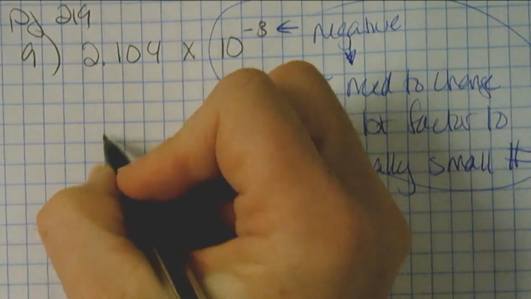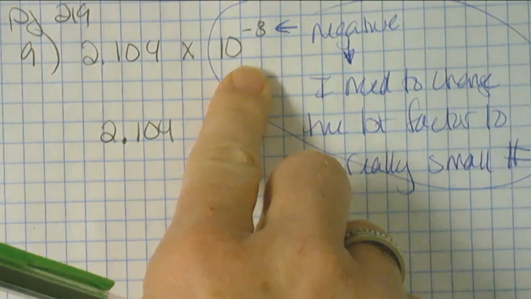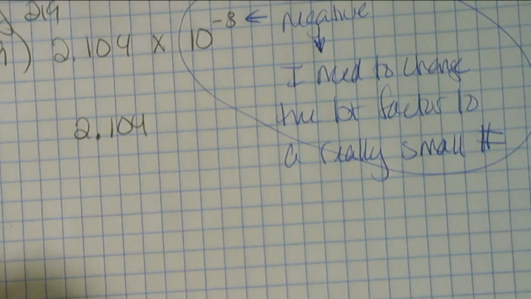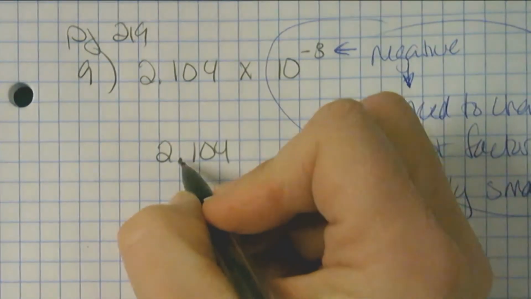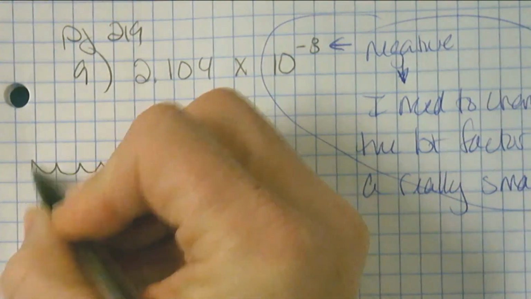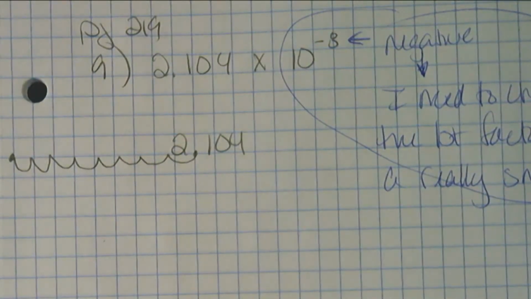All right, so I have 2.104. So I have to make it into a really small number, Jacob, so that means I'm moving to the left. Would you agree with that? How many places am I going to move to the left then, Jacob? 8. Yep. So 1, 2, 3, 4, 5, 6, 7, 8. Give yourself room on each of those little moves. Joseph, you're paying attention. Give yourself room on each of those moves so you can see where the zeros are.